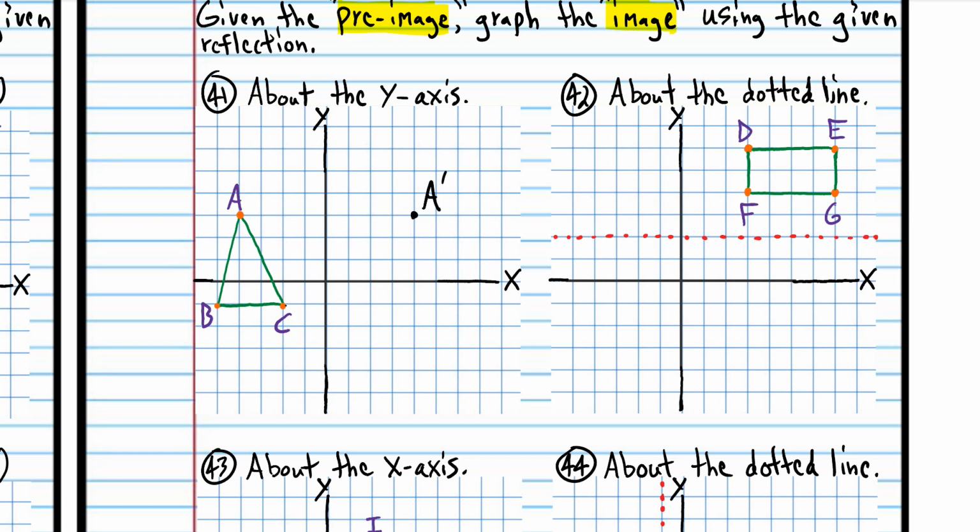And you're going to do the same thing, 1, 2, 1, 2. So that is C prime. And then B, we have 1, 2, 3, 4, 5. So you're going to go past 1, 2, 3, 4, 5. And that is B prime. And you connect the dots and you're done. So we just reflected that triangle. We reflected it about the y-axis.